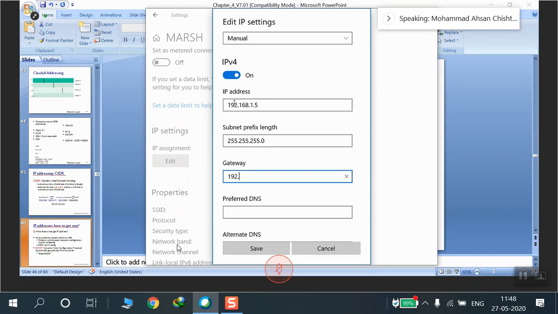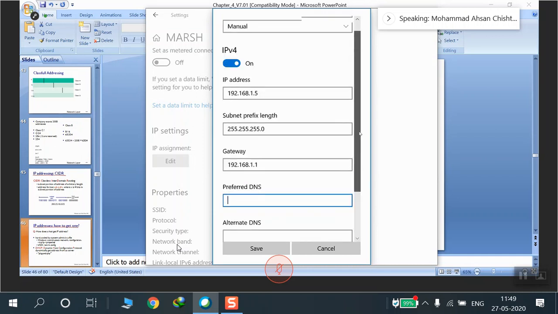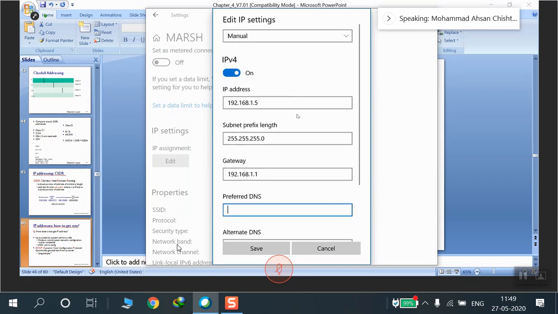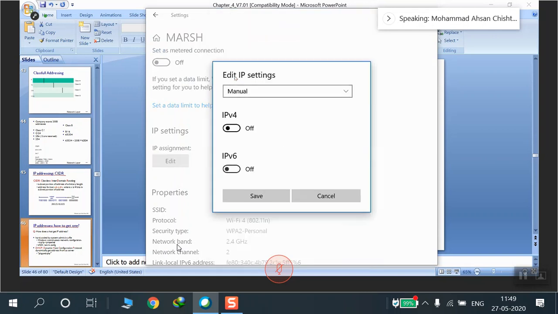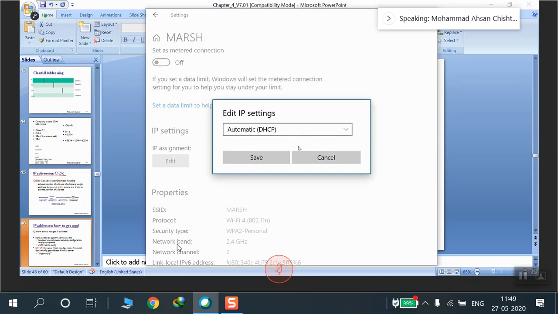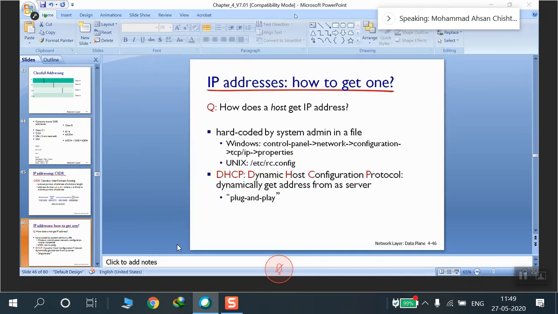Let's say I have the gateway IP address as 1.1, then DNS and so on, and I can save it and I would have this configuration. For this I should know to what network I'm connecting, what my gateway is, what my DNS is and so on. The other method that we have is what we call DHCP. It's written here, automatic DHCP. And what does automatic DHCP mean? It is a protocol.